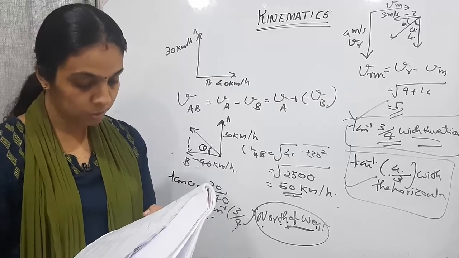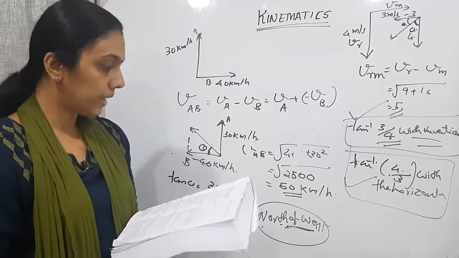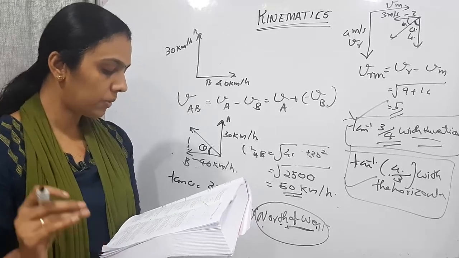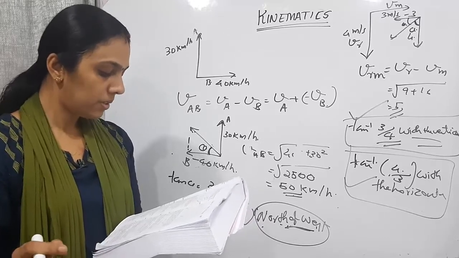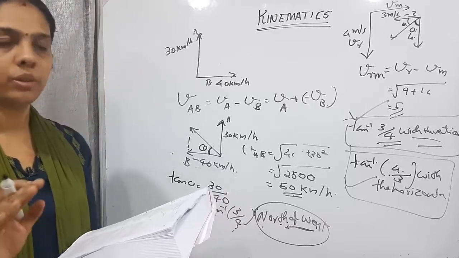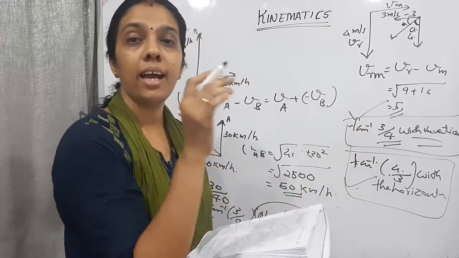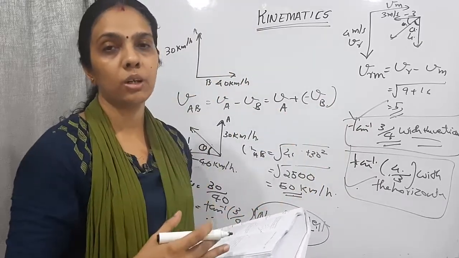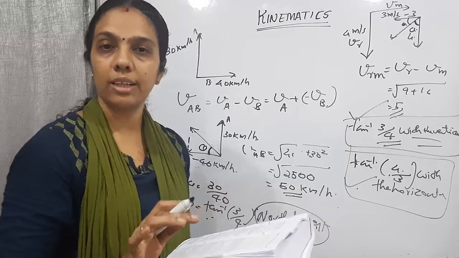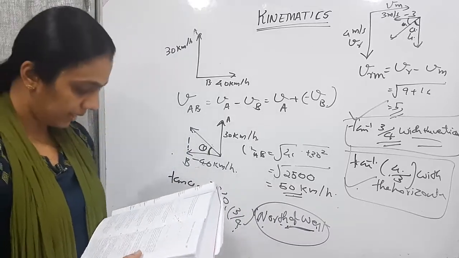So here the options are tan inverse 4 by 3 with the horizontal, tan inverse 3 by 4 with the vertical, tan inverse 4 by 3 with the vertical, and both A and B. These two answers are given separately, and another option, both A and B, is also given. So we can go for that option, both A and B. Clear? 5 meter per second.